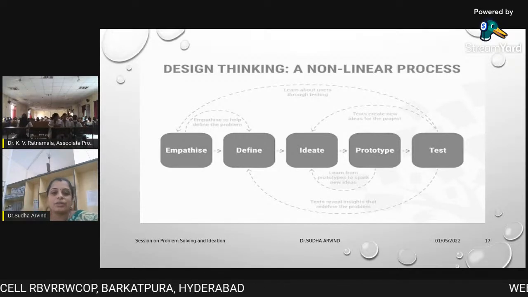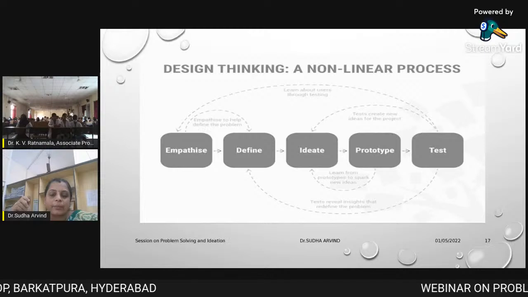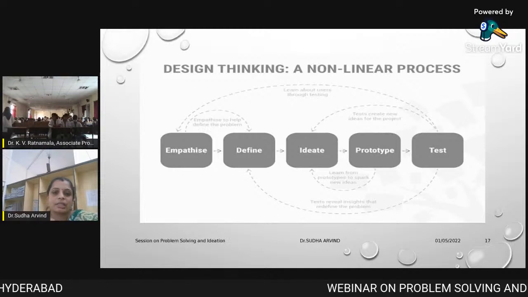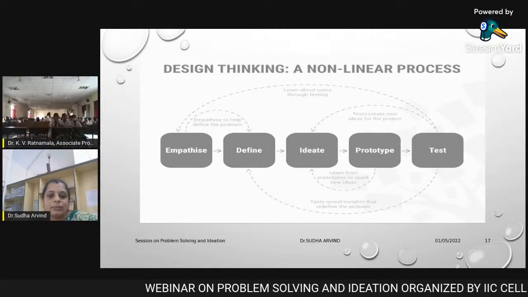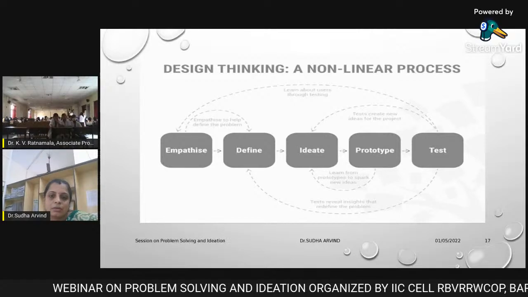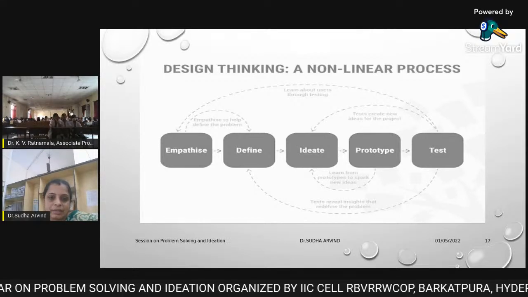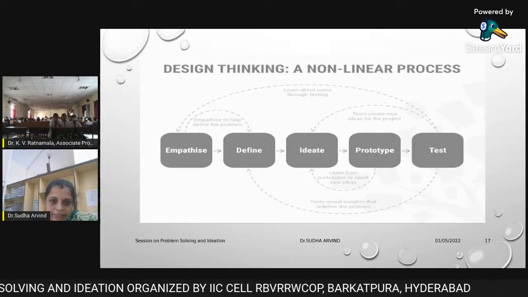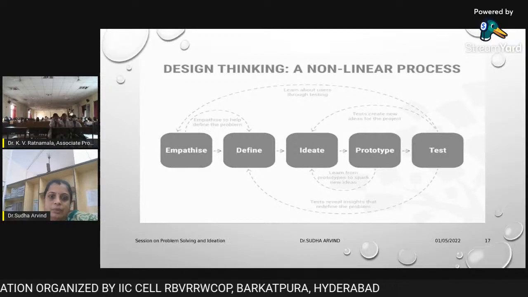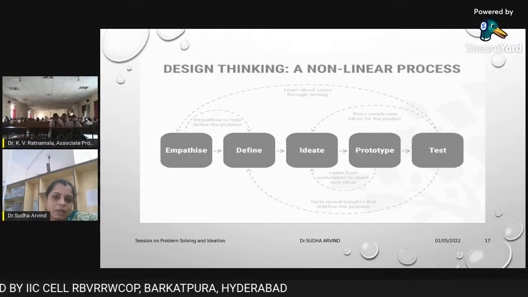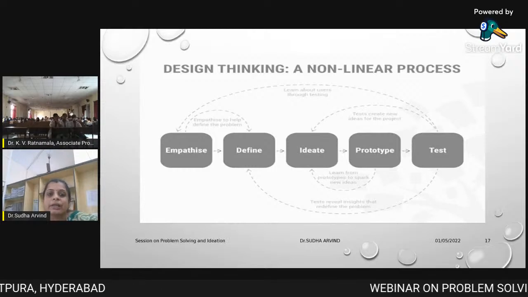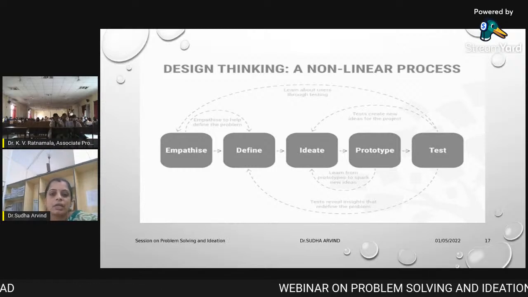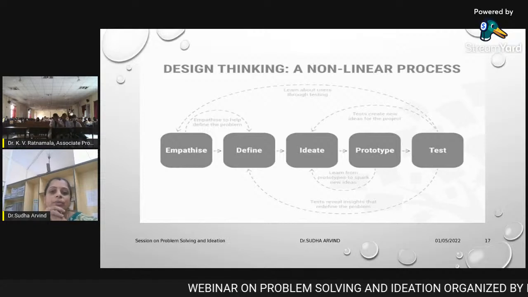So an iteration process is going to happen. It is a continuous process. That's why design thinking is called a non-linear process. Here it can go to the define stage, or it can go to the ideate stage. Again, from prototype it may go back to the ideate stage, because whatever prototype has been designed, some changes may be required in ideation. So it is a totally non-linear process.